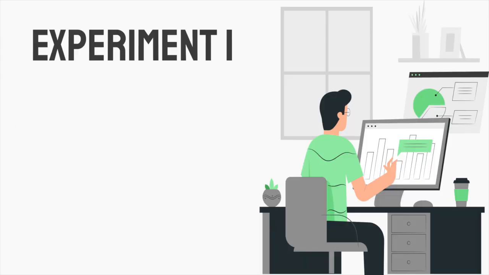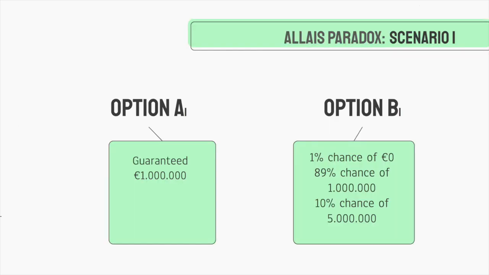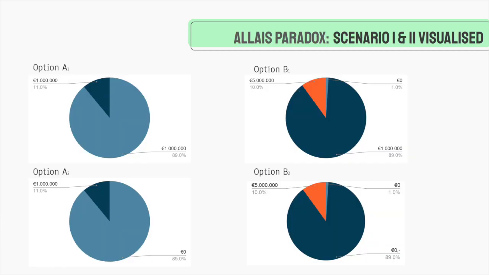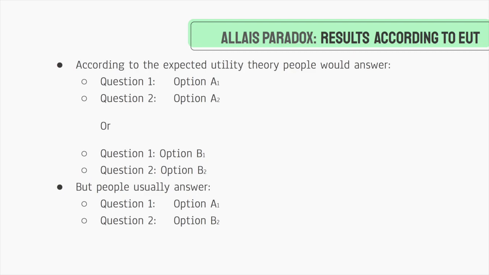In scenario 1, if we decompose the probabilities of option A, we will see an 11% chance of winning 1 million and the 89% chance of winning 1 million. When we do this for scenario 2, we see the same situation. The 89% chance of winning 1 million is replaced by an 89% chance of winning nothing. Therefore, if compared to option B, option A1 is the same as option A2. So if one chooses option A1, following the expected utility theory, he must choose option A2.